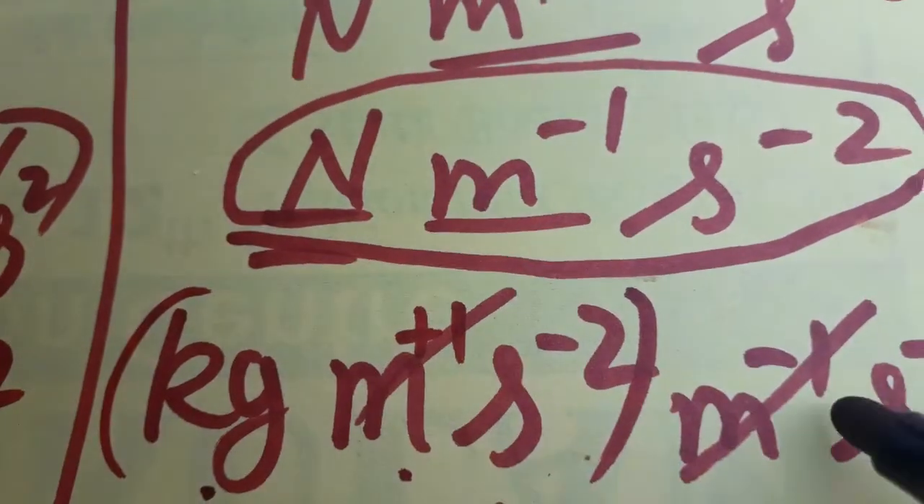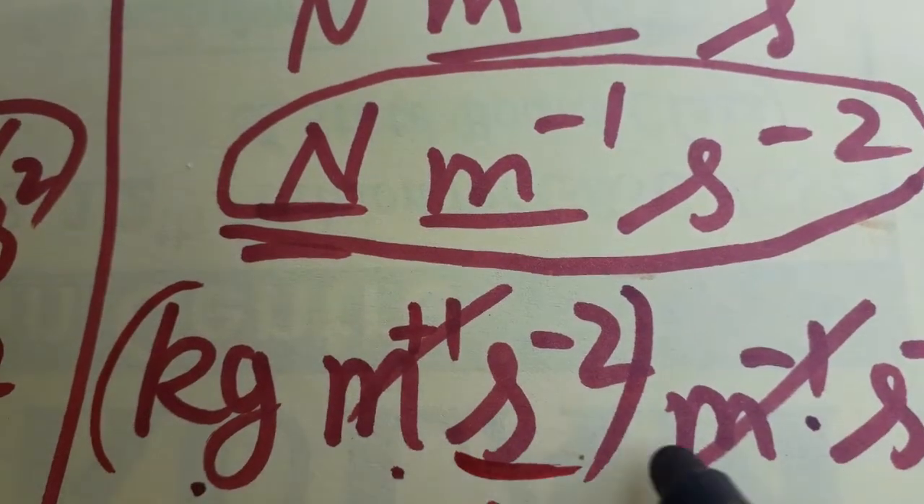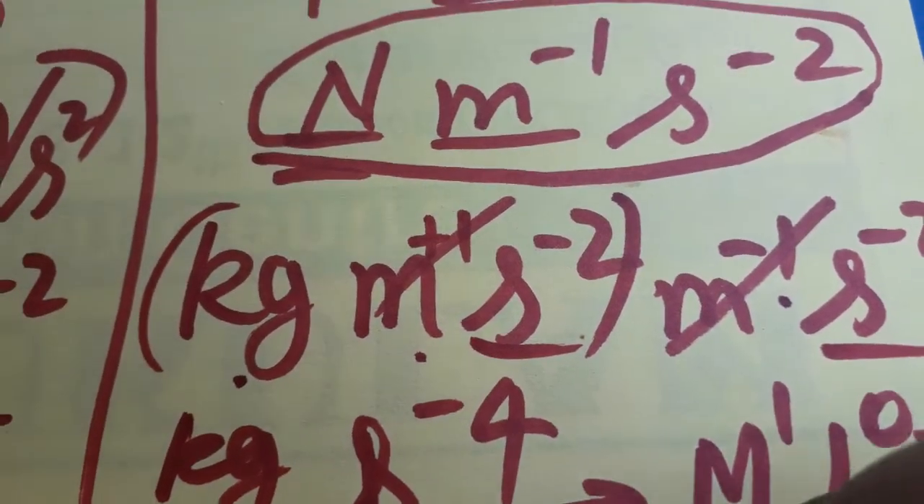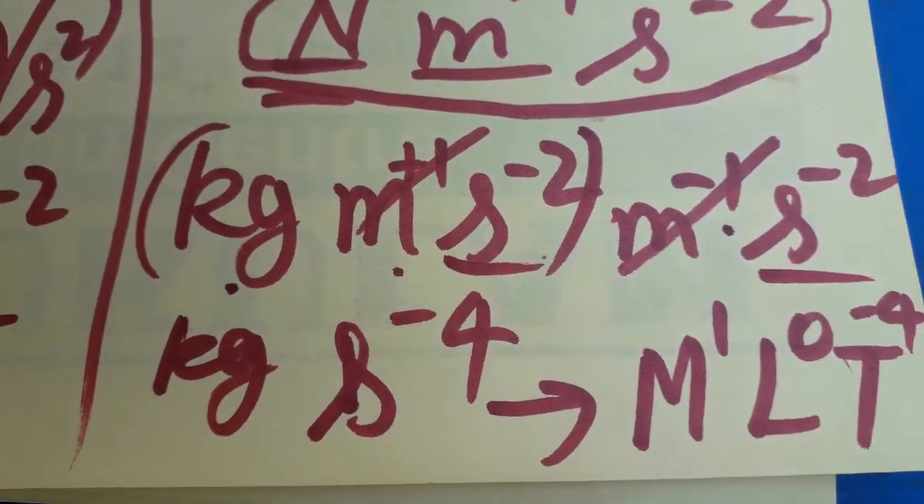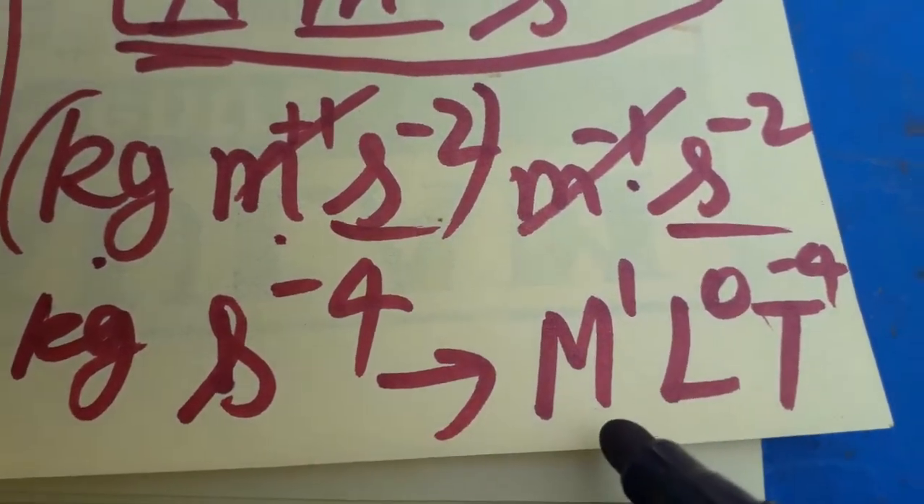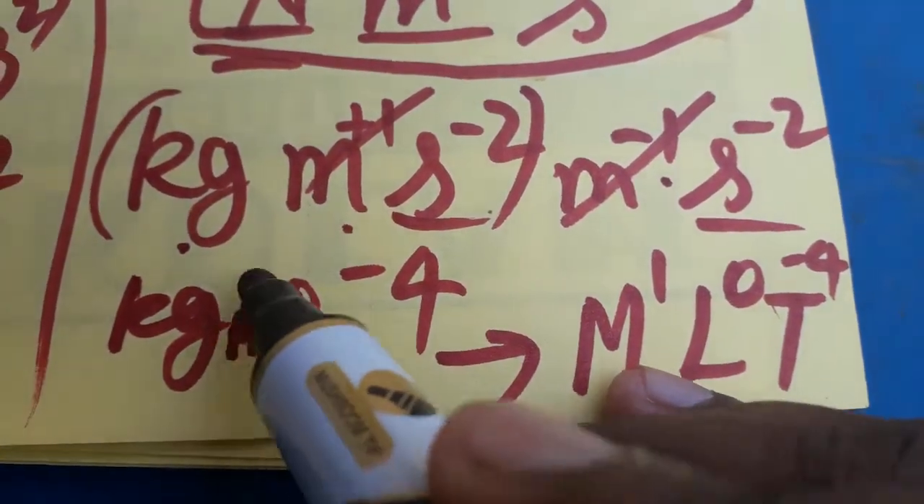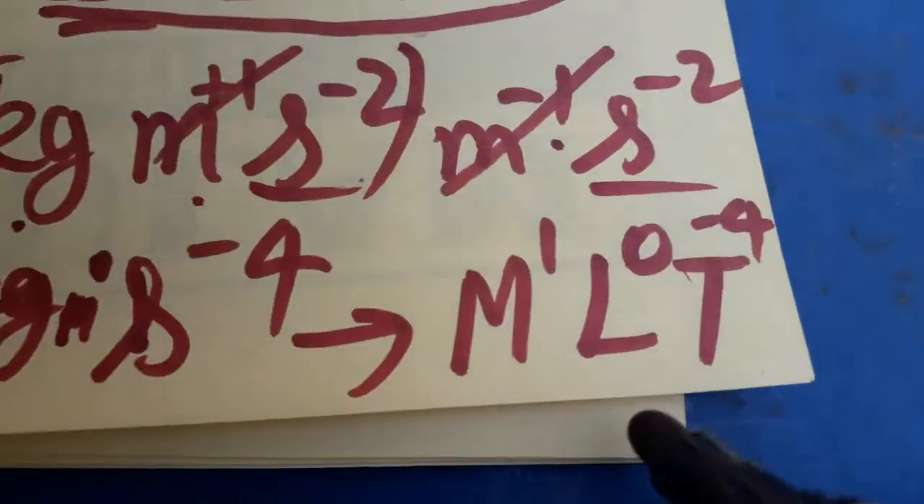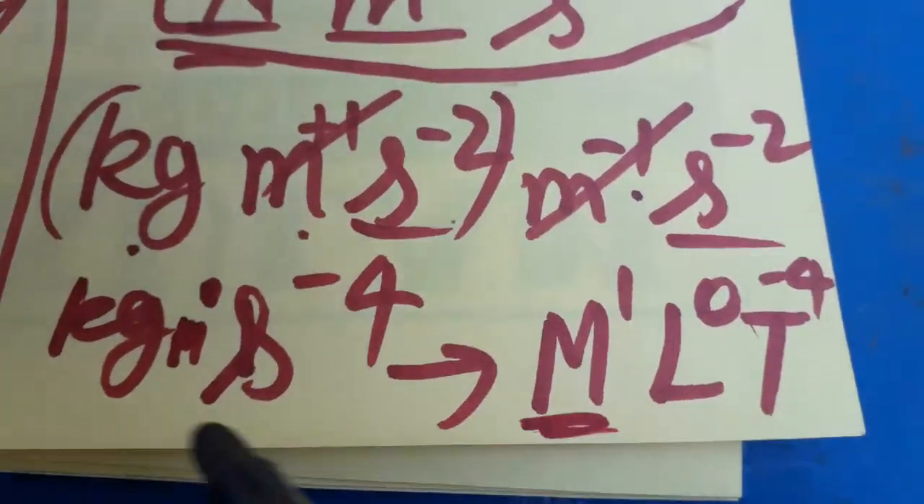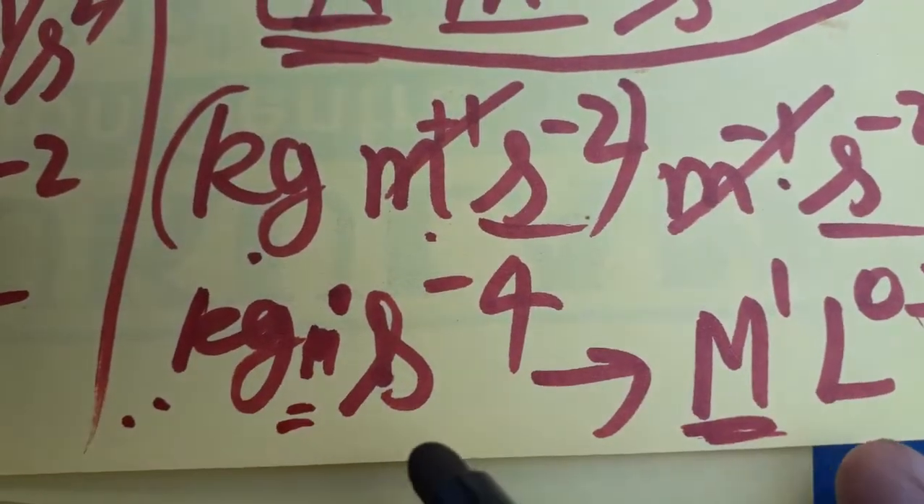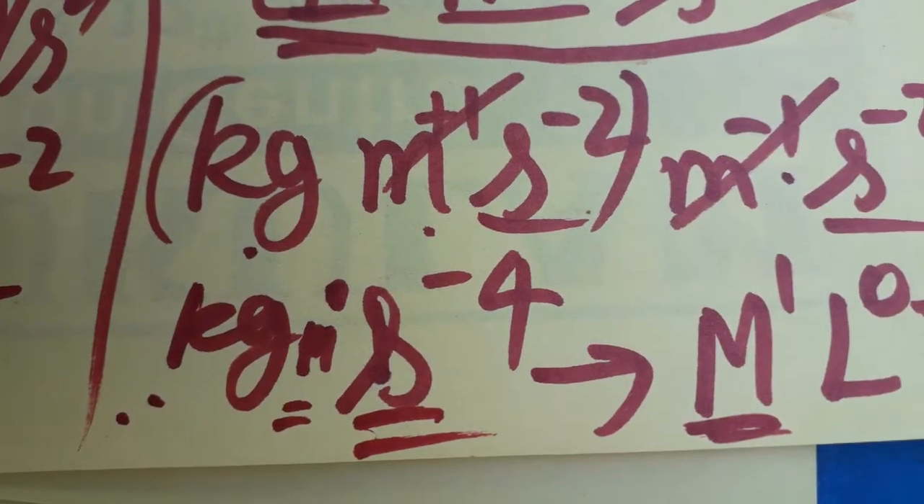Here plus 1, here minus 1, this gets cancelled. So second power minus 4, so kg second power minus 4. The same thing, the dimensional formula, you can write as M power 1, L power 0, T power minus 4, because there is no length here, so L power 0. M represents mass, L represents length, and T represents time period. Thank you.